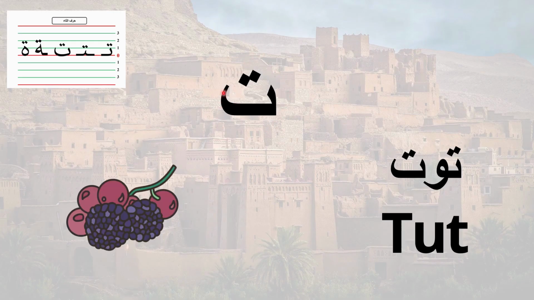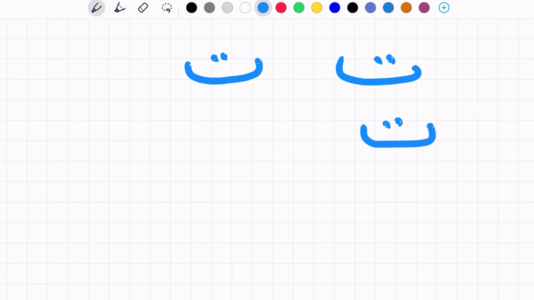And this is how we would write the letter if it is at the end and it is not connected to the previous letter, as you can see in this example. So let's write it by itself. Of course, this is how we would write the letter if it's at the end, isolated, not connected. Ta. The letter T. The sound ta. Of course, if we add harakat to it, it changes the pronunciation, and we will see this separately in another video.